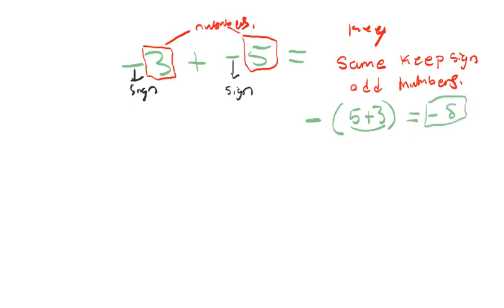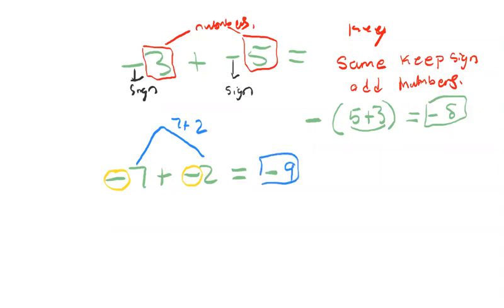Let's try one more. -7 plus -2. The signs are the same, so we keep one of them. And then we add the numbers, 7 plus 2, that's 9. It's the same thing as when you're adding 1 plus 2.